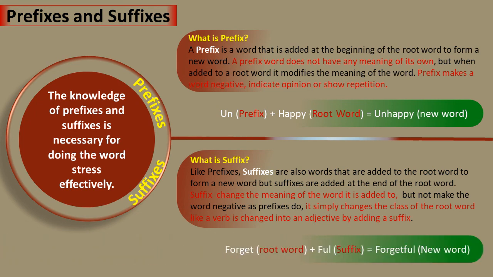See, this is an example word, forget. And here forget is a root word. And what is the suffix? The suffix is full. And the suffixes are added to the root word at the end. But prefixes are added to the root word at the beginning. Okay. And see here, forget is a root word, full is a suffix.